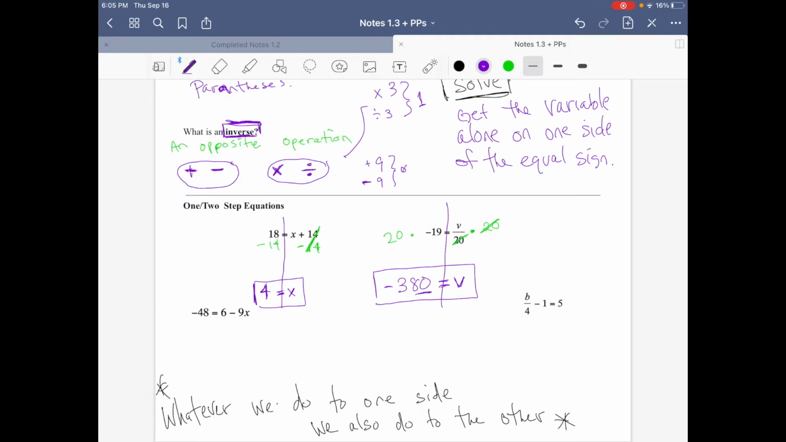The final answer is negative 380. Let's go to this one over here. And why don't you take a minute and see if you can do that one all on your own. Pause the video and see if you can get it.